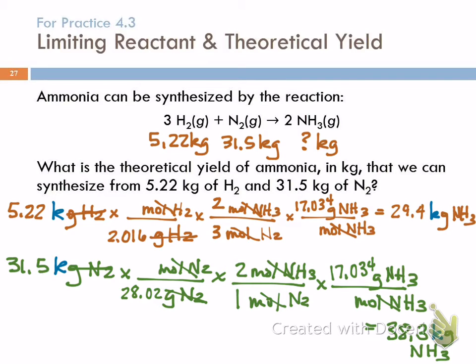The first one is limiting. So the theoretical yield is always the smallest one. And if you have a hard time remembering that, think about pizza. When you run out of one ingredient, you stop, right? When we run out of hydrogen, the reaction stops. And so it's always the smaller amount of product. That is the theoretical yield.